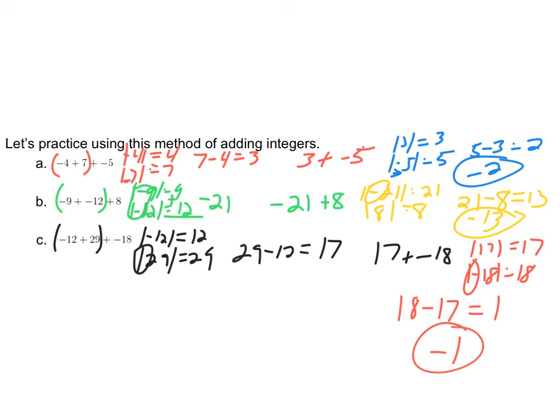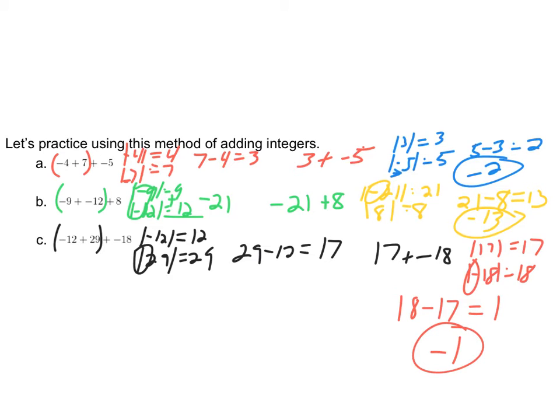For the second one, I started out by adding -9 and -12 together. Finding the absolute value of both, I get 9 and 12. Okay? Since they're the same sign, I add those together and I get 21. And 21 is negative because both of the original numbers were negative.